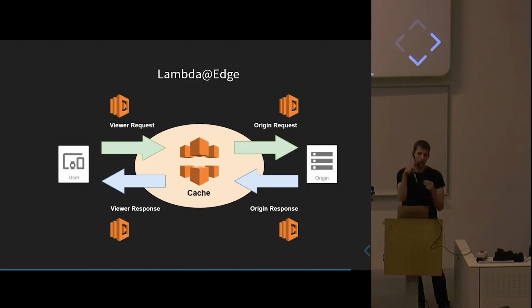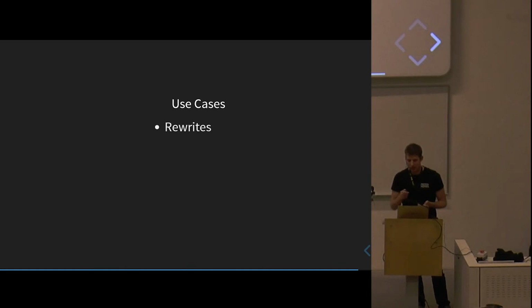But you can also do it at the other side. When it actually does go to your origin, you can do something with it there before it reaches the origin. And also when it comes back from the origin. And it sounds really complicated. What can you actually do with this?